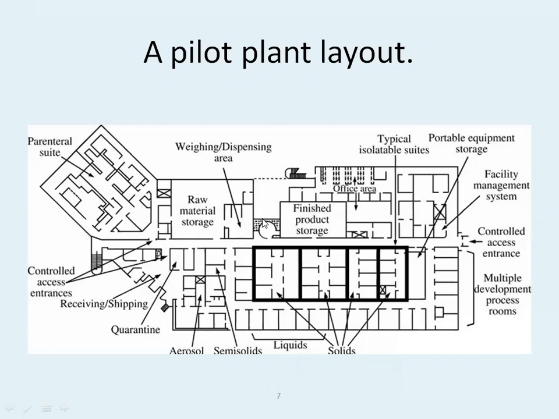Then here we can say that the control access for entrance, receiving and shipping. From this shipping we receive, and it goes into the raw material. Then the finished product goes for shipping. So likewise we can plan the layout for this dosage form.